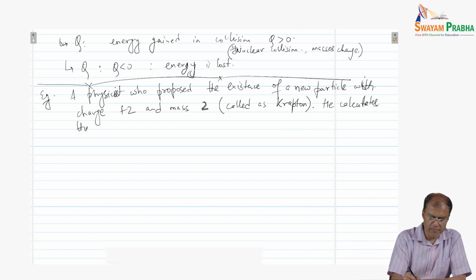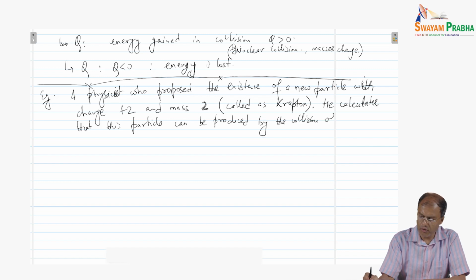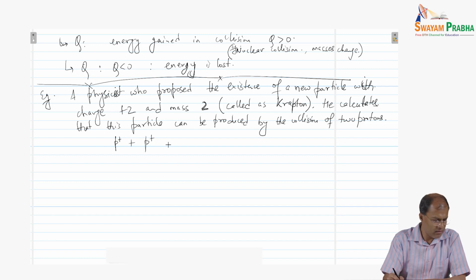And he calculates that this particle can be produced by the collision of two protons, right? And the equation is P plus P, P plus being the proton, plus 10 million electron volt gives you the krypton, right?